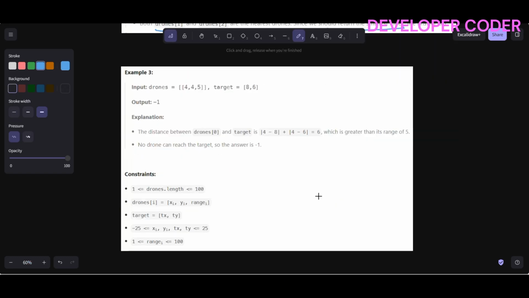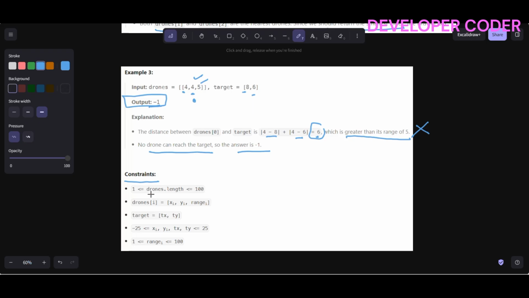Let's see example number 3. So now you have something like this. 4 minus 8 absolute is 4. 4 minus 6 absolute is 2. So 6 is greater than its range of 5. So this is not valid. And that's it, there is only one drone, right? So in this case, no drone can reach the target. So the answer is going to be -1 here. I hope that you guys are clear with all the examples.